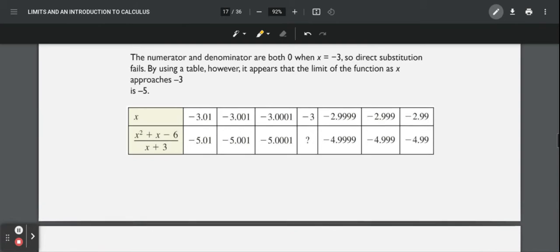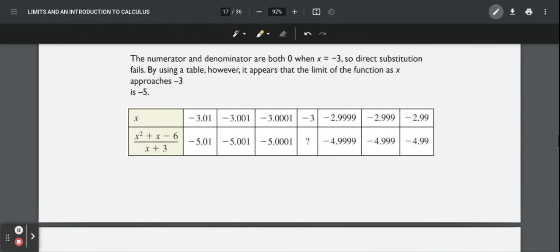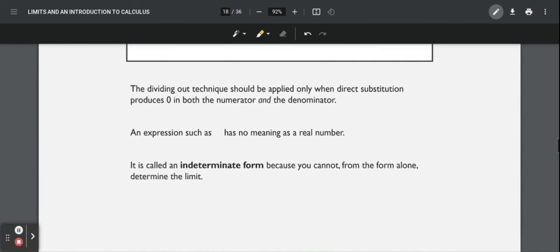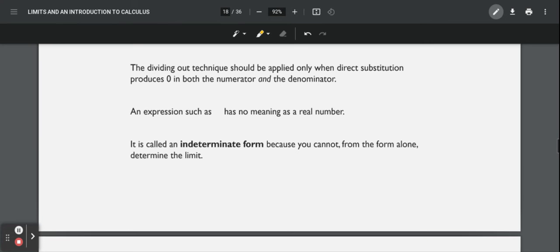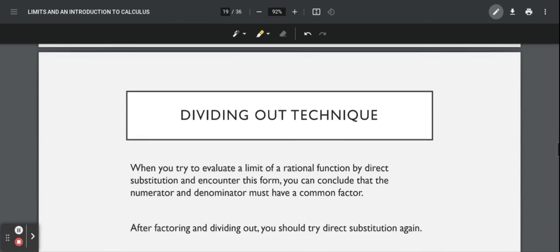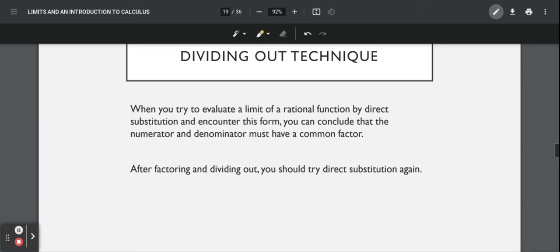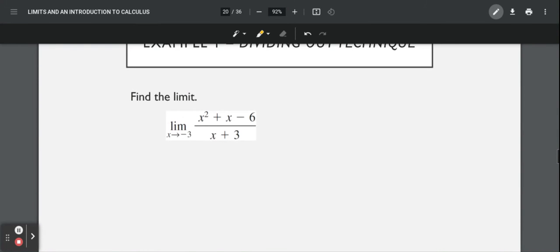So let's say you look at your table. If this was our table, you would say, okay, as we're coming in from this way, we're getting closer to -5. And if we're coming in from this way, we're getting closer to -5. So there's a pretty good chance that our limit will be -5. And so the dividing out technique pretty much tells you that what we're going to do is factor to try to eliminate some of our factors in there so that we can actually substitute in our constant. So here's that same equation that we just had.